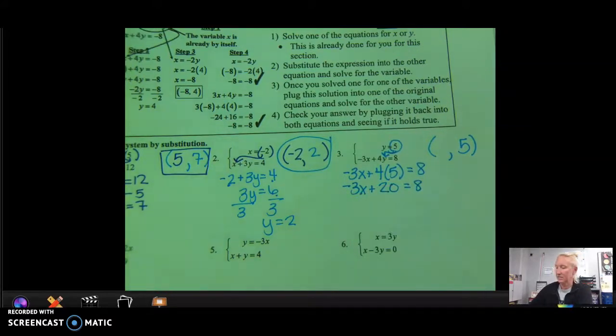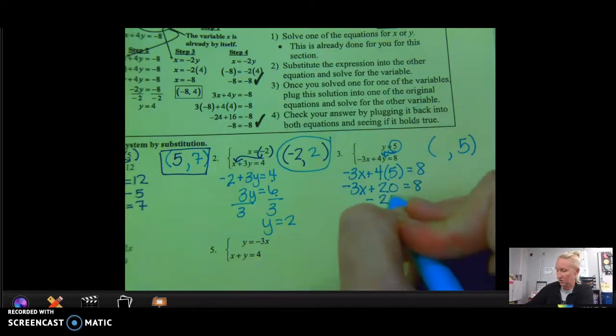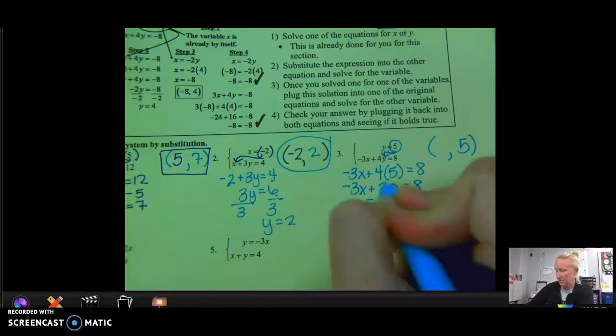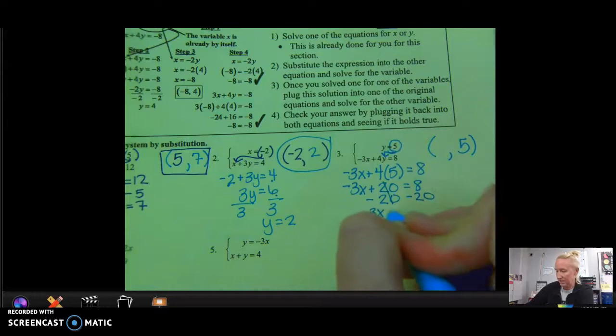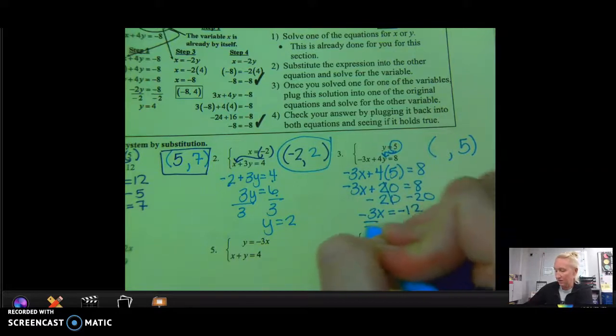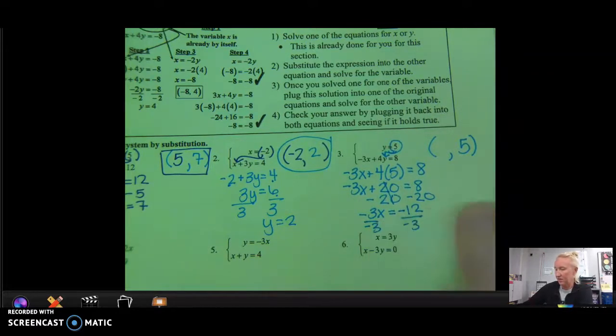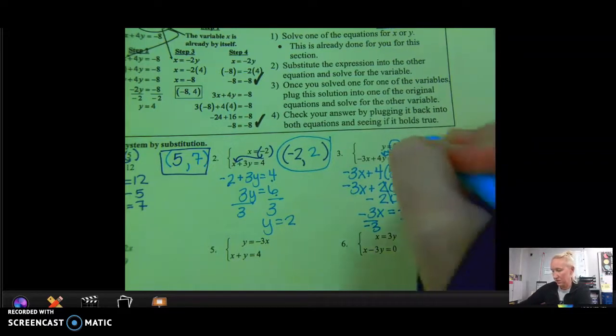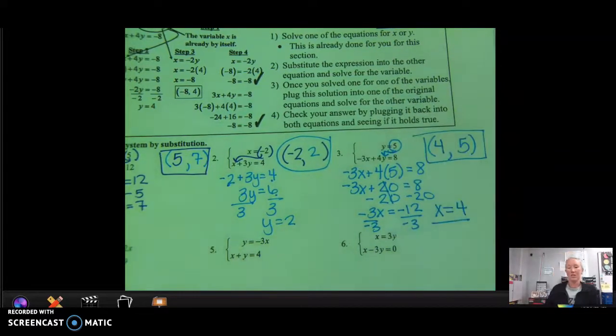I'm going to start getting x by itself, so I'm going to subtract 20 from both sides. This cancels, and I get -3x equals 8 minus 20, which is -12. Divide by -3, divide by -3, and I get x equals 4. So (4, 5) would be my point of intersection. Okay?